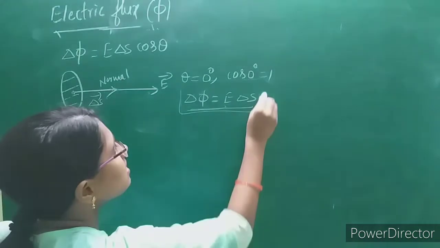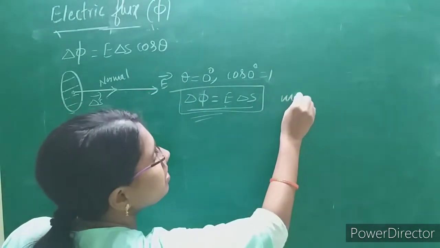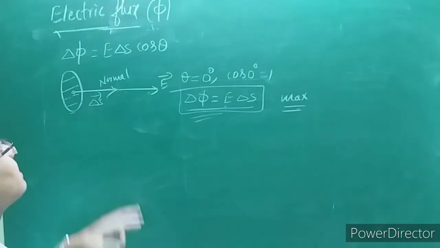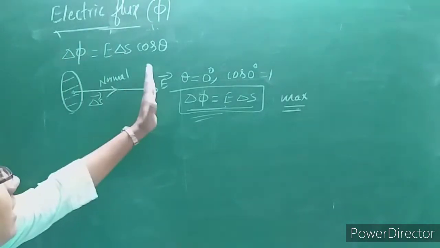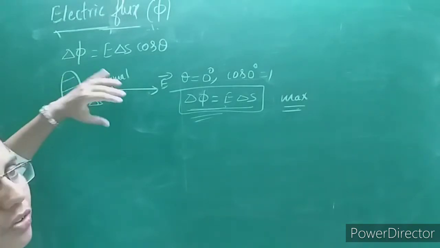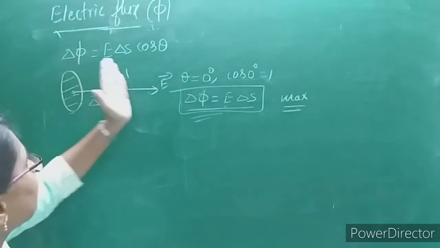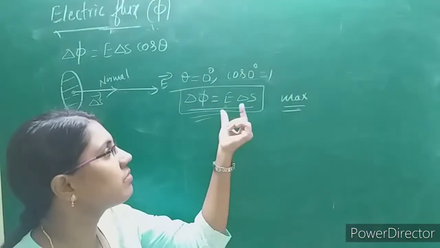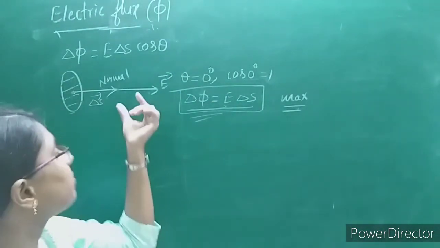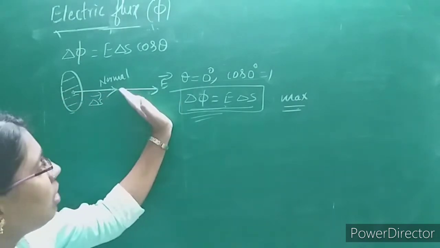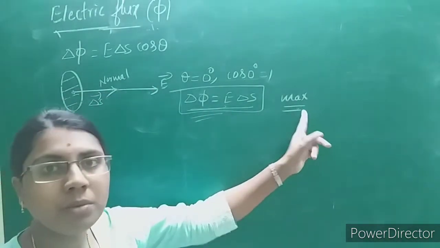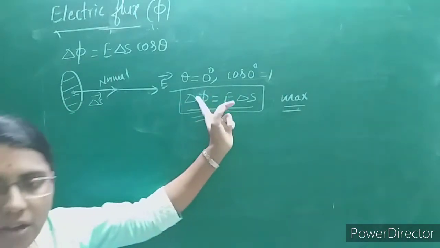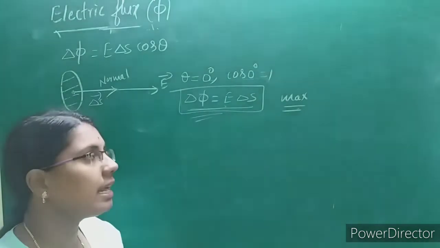That means the electric flux is maximum. So we say if the electric field lines are passing along the direction of the normal, then the total electric flux is always maximum. If the electric field direction is along the normal, then flux is maximum, and the maximum value of the flux is given by delta phi is equal to E into delta S.